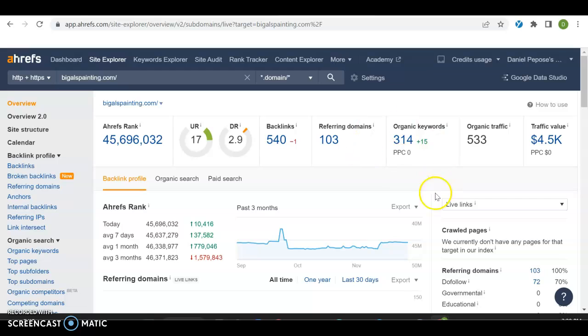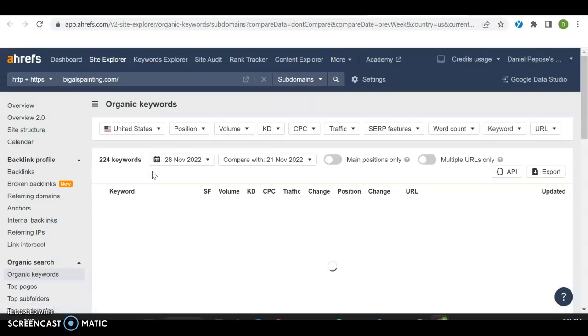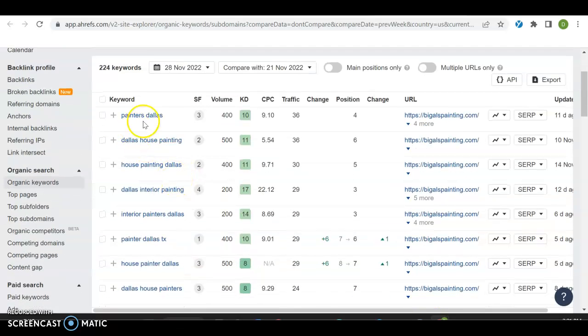But then they have these 314 organic keywords. So remember, as I was scrolling through their website, a lot of these strong ones were popping up. So let's take a look and see behind the scenes what it is they're ranking for, what their volume is, and how much they're getting. So let's just take the first guy, Painters Dallas, Texas. Well, Painters Dallas, 400 people a month search for it. They're getting 36 people to their website through that word itself, and they're on the first page. They're number 4 to get those 36 people.